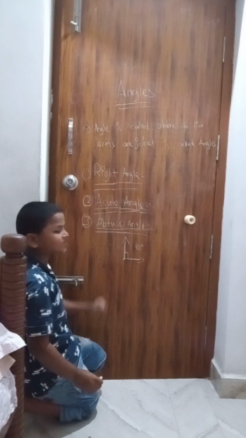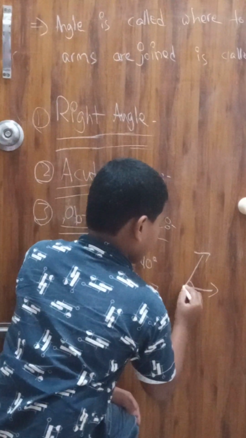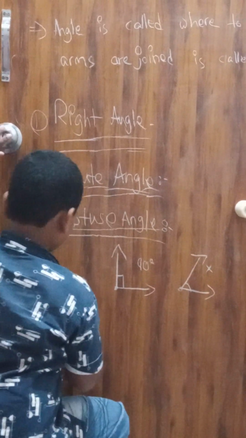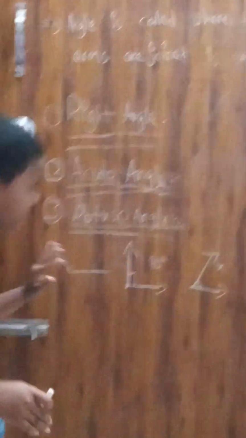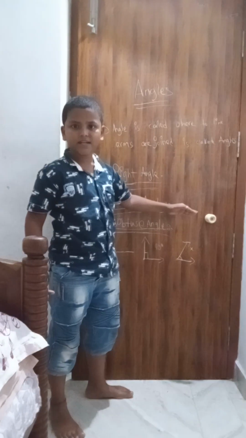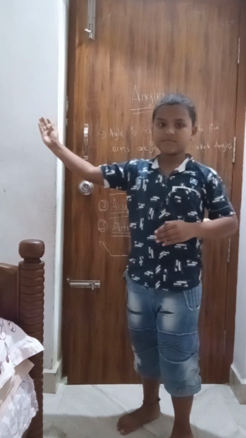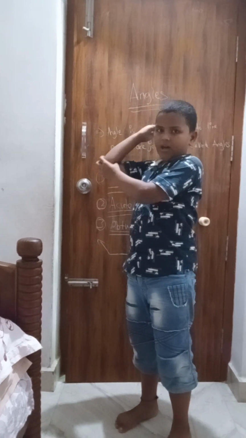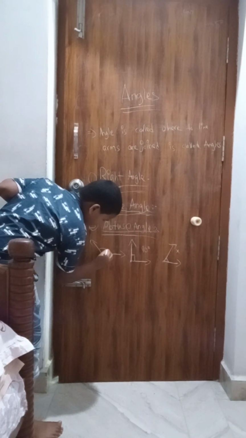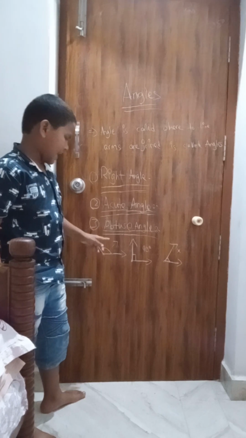How can we say an obtuse angle? Is this the obtuse angle? No, it is not, because it bends to the right side. Acute angle means it bends to the right side. Obtuse angle, it bends to the left side. Like this, acute angle like this. If obtuse, it bends like this. For example, this one. This is an obtuse angle.